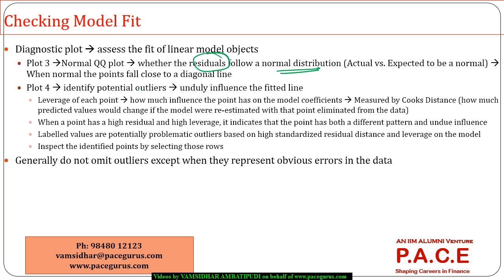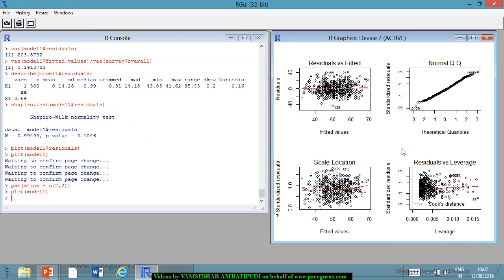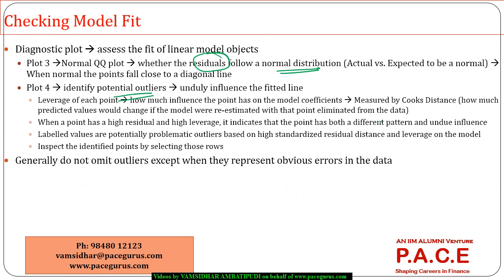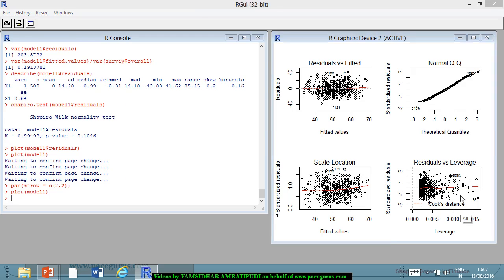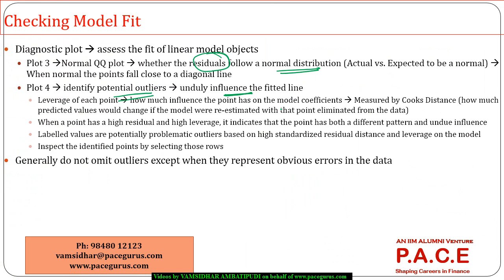Then plot 4 is primarily for identifying the potential outliers in the data. The outliers again are identified with numbers. They are the ones that are unduly influencing the fitted line. They are influencing this data quite heavily. So that is where we are trying to understand those outliers and if possible handle them.